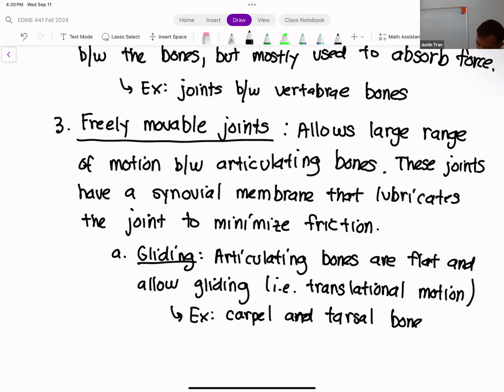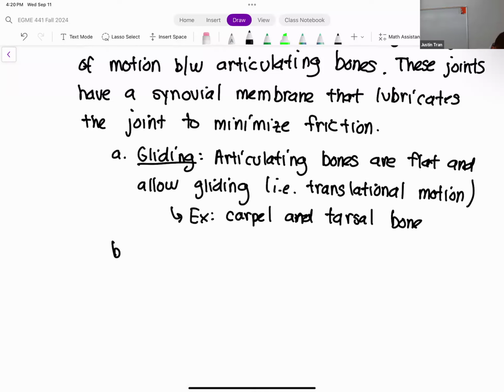Next one to go over, let's do the hinge joint. The hinge joint is the favorite joint that we'll be doing a lot in this class, just because the motion is completely 2D, easy to draw. For a hinge joint, the articulating bones literally form a hinge, and they allow for 1 degree of rotation.